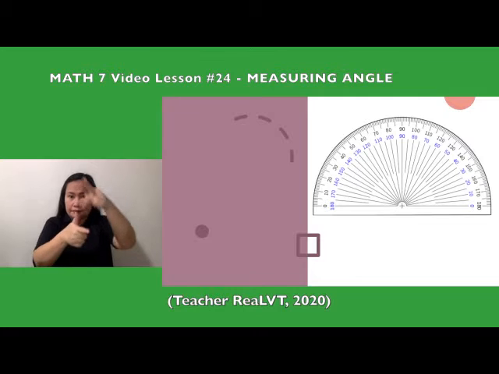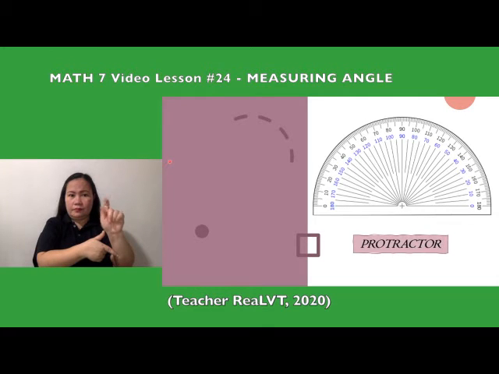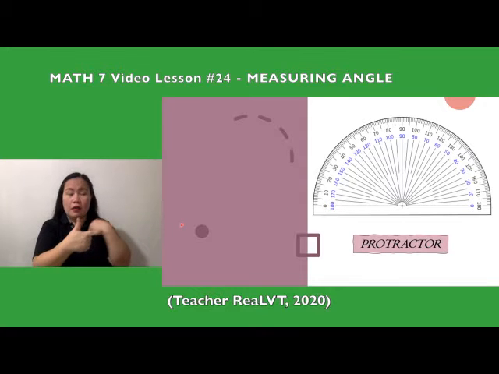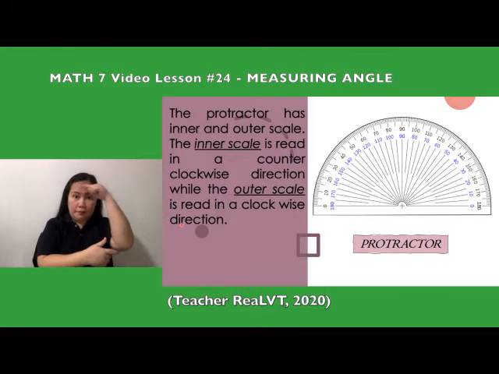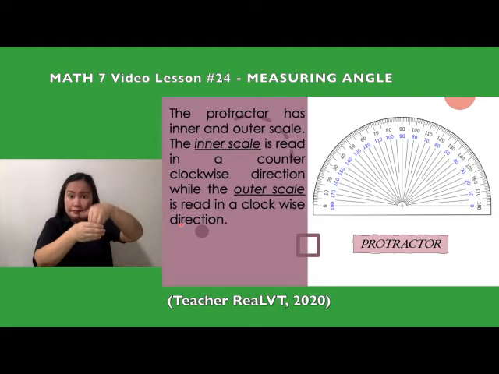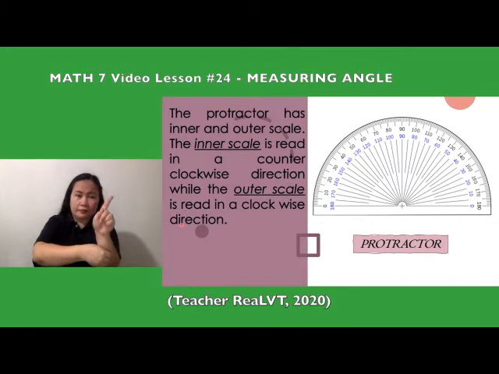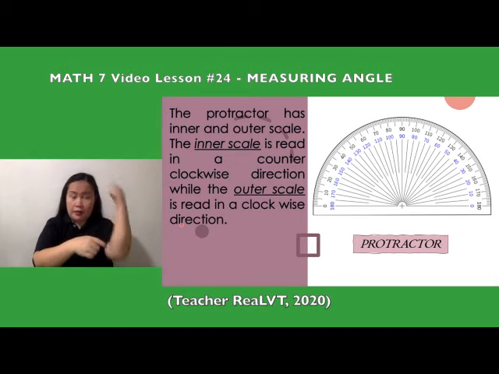So we have here a given protractor. As you can see, we have blue numbers and black numbers. The protractor has an inner and outer scale. The inner scale is read in a counterclockwise direction, while the outer scale is read in a clockwise direction.